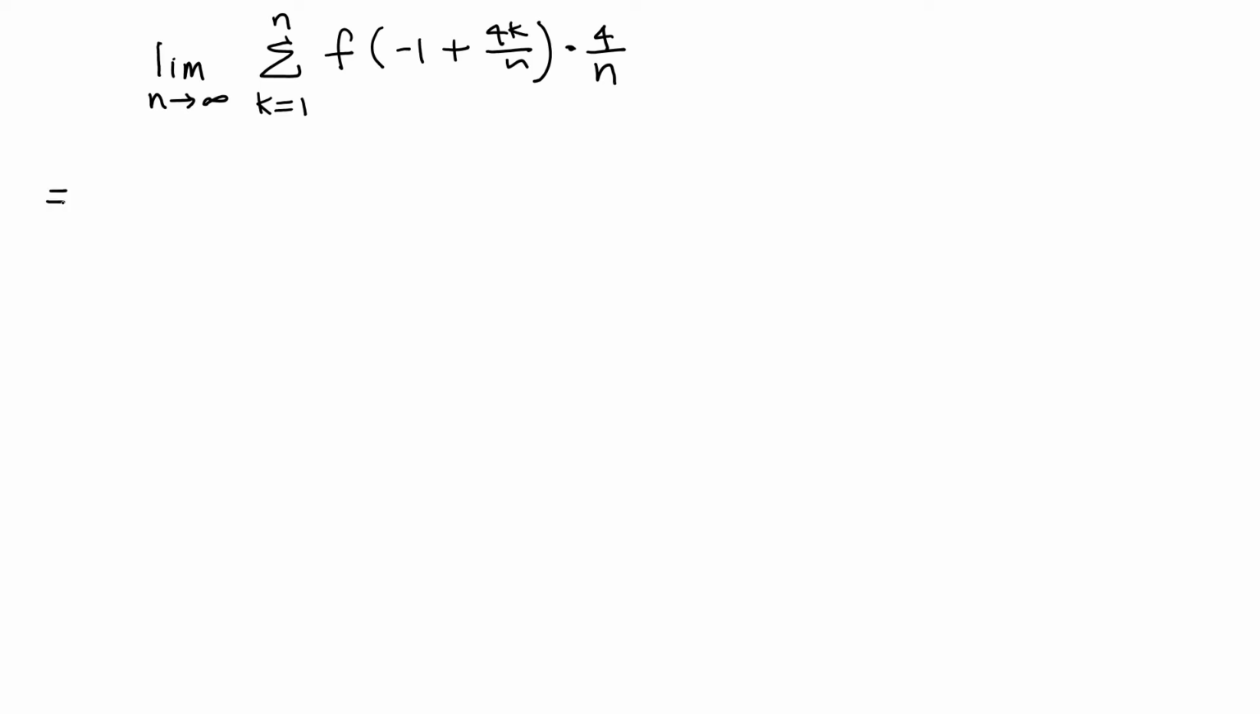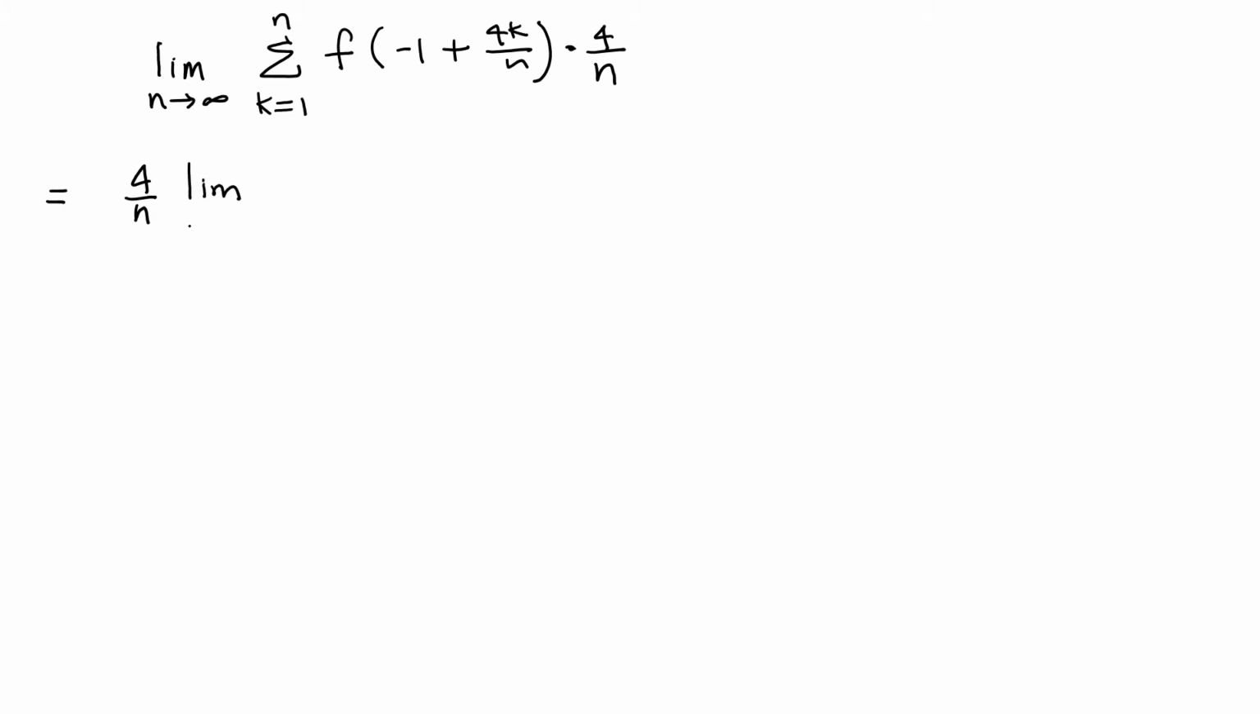Let's go back to the limit notation. We got the limit as n approaches infinity of the summation as k goes from 1 to n of f of our sample point, -1 plus 4k divided by n times the delta x, which is 4 over n. Let's simplify some things. We're going to move the delta x, which is the 4 over n, to the left of the limit for now.